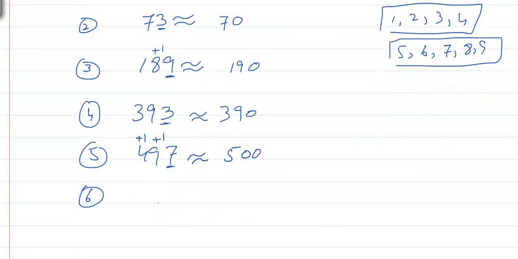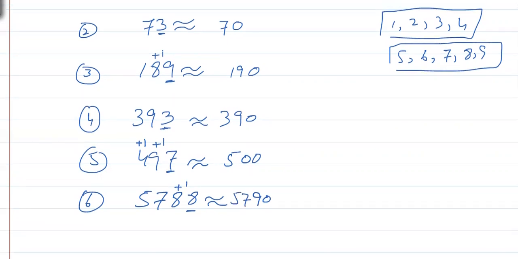Now, the next is number 6. Let's take another example. Let's suppose it's 5,788. Now again, if you are rounding to the nearest 10, then just the last digit should be 0. Right, the last digit 0. Now it's 8, so it will add 1 in the next one. Will become 9. So 5,790. Now you understood about the nearest 10.